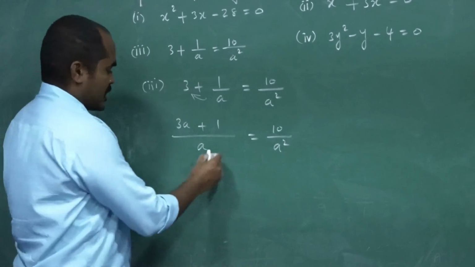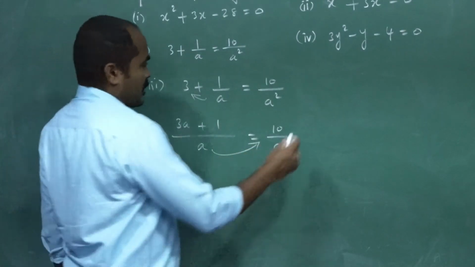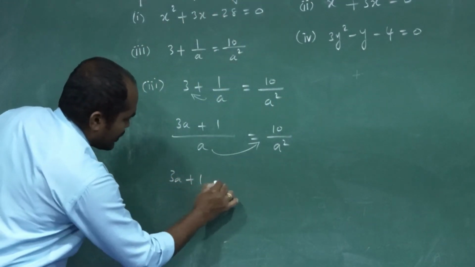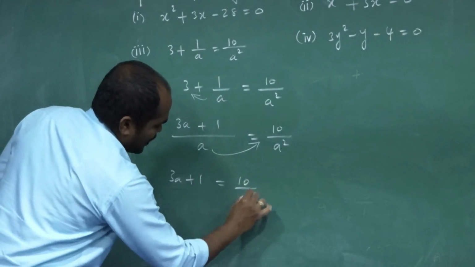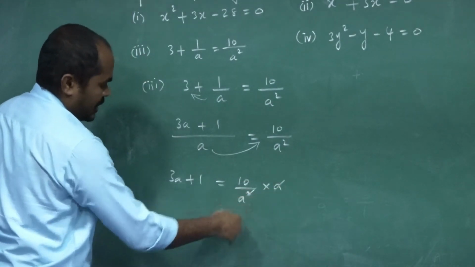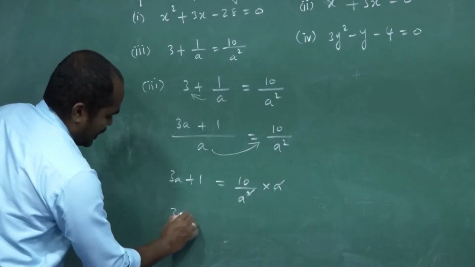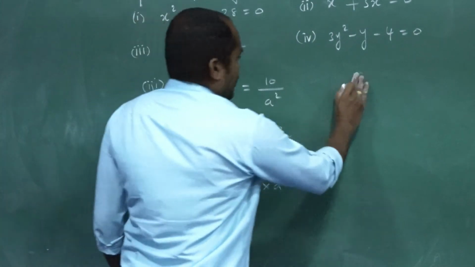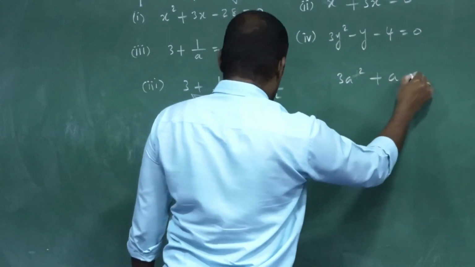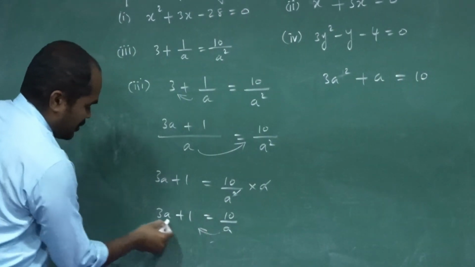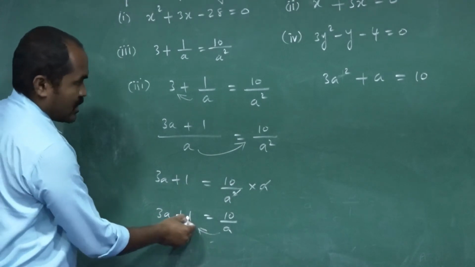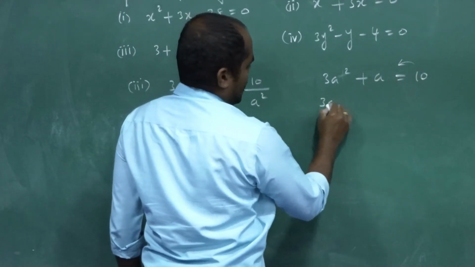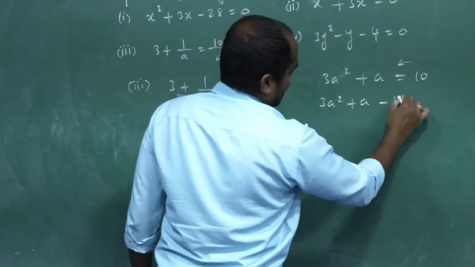Send this a to the right side. We get 3a + 1 = 10/a² × a. One a cancels, we get 10/a. So 3a + 1 = 10/a. Send this a to here. We get 3a² + a = 10, because a into 3a is 3a², a into 1 is a. Moving 10 over, it becomes -10. So 3a² + a - 10 = 0.